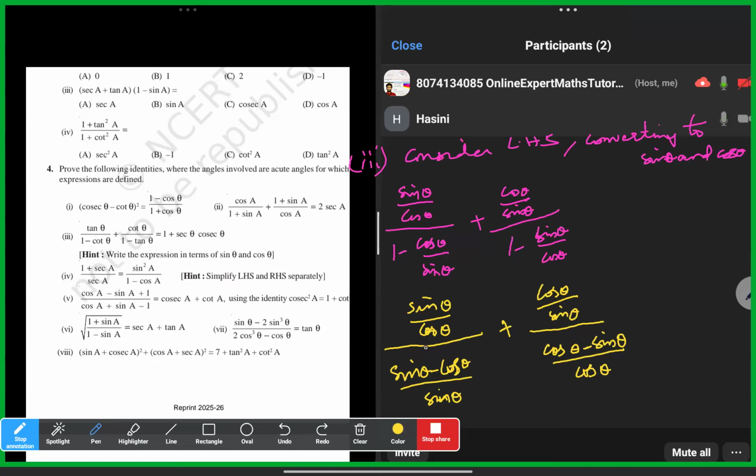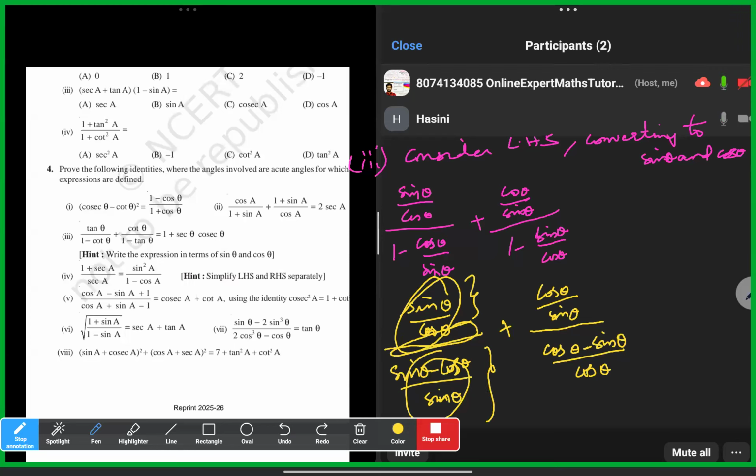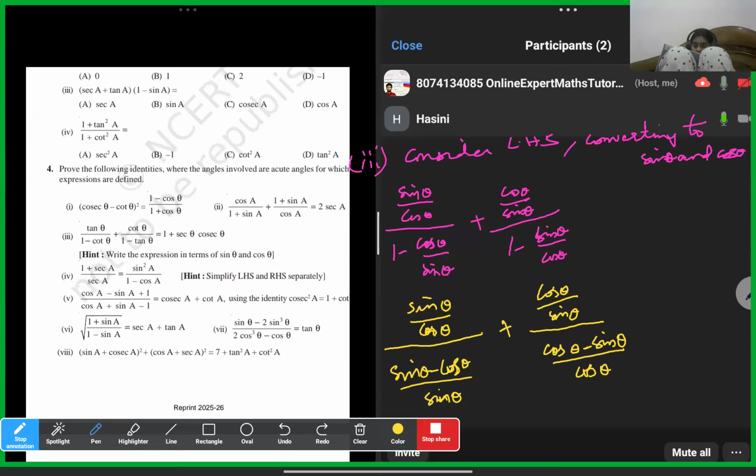Now we can see these are two fractions. Fraction over fraction means the bigger line separates the main numerator fraction and the main denominator fraction. So the denominator fraction gets reciprocated.